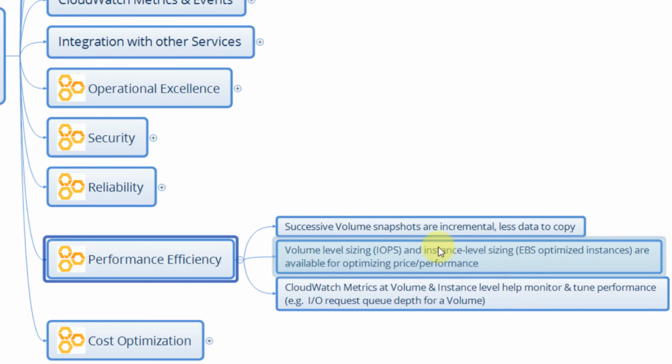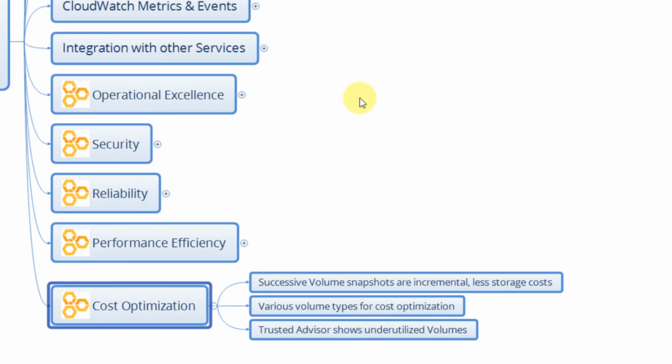And one can do volume level sizing with IOPS and instance level sizing using EBS optimized instances to optimize the price performance ratio. CloudWatch metrics at volume and instance levels help monitor and tune performance. For example, if you monitor the queue depth for a volume, you can see whether a volume is being utilized well or not.